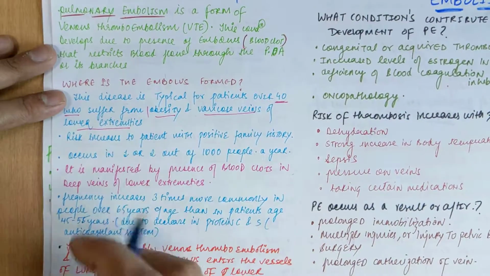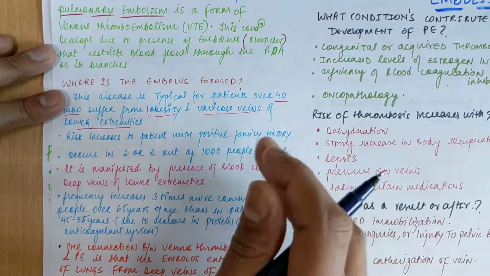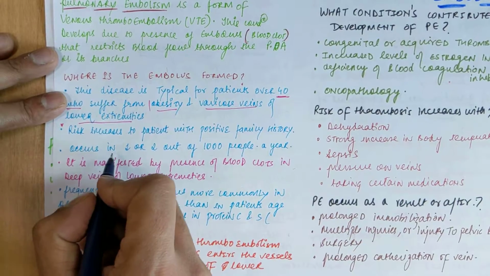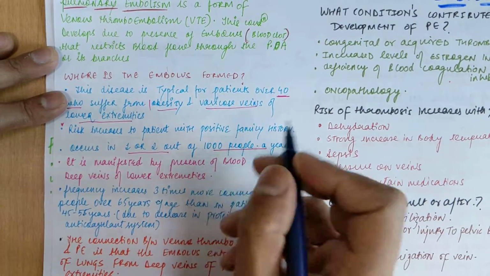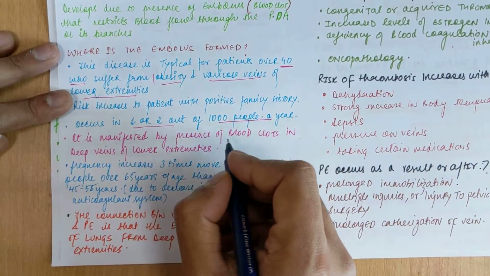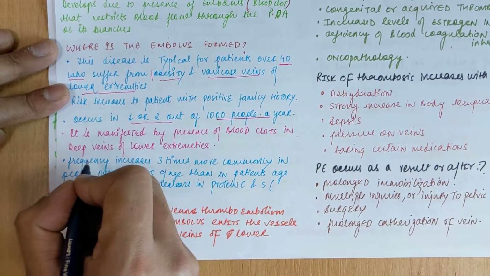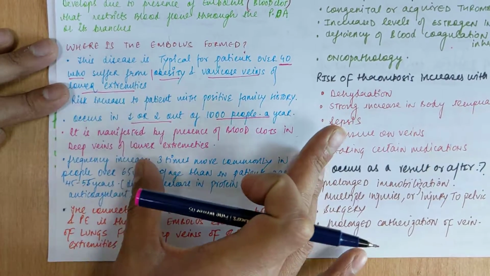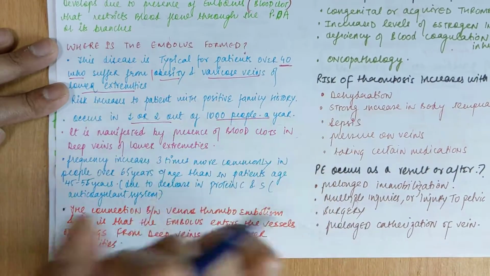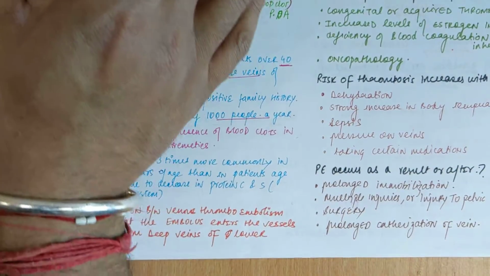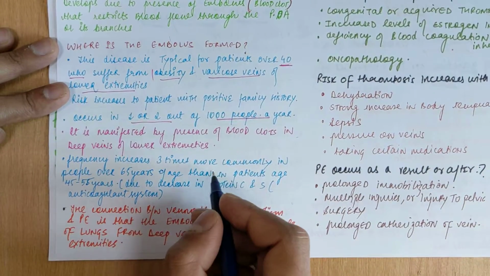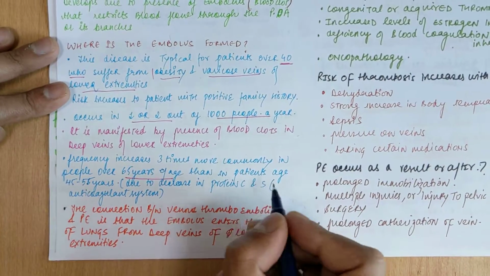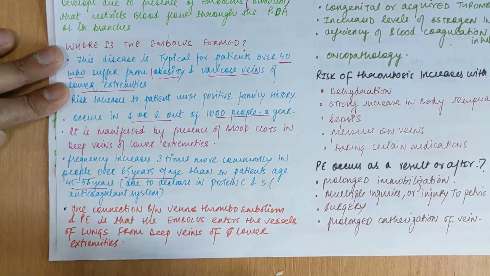On the knee, too. Now, risk increases in patients with a positive family history, that is a genetic factor. It occurs in 1 or 2 out of 1000 people per year. It is manifested by blood clots in the deep veins of the lower extremities, as I told you. So it is first seen in the deep veins of the lower extremities, and then it progresses forward to the pulmonary vessels. The frequency is 3 times higher in people over 65 years of age than in patients 45 to 55 years of age.